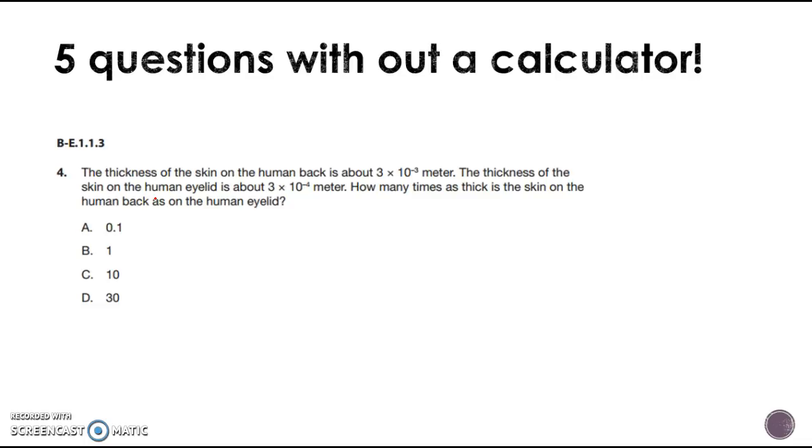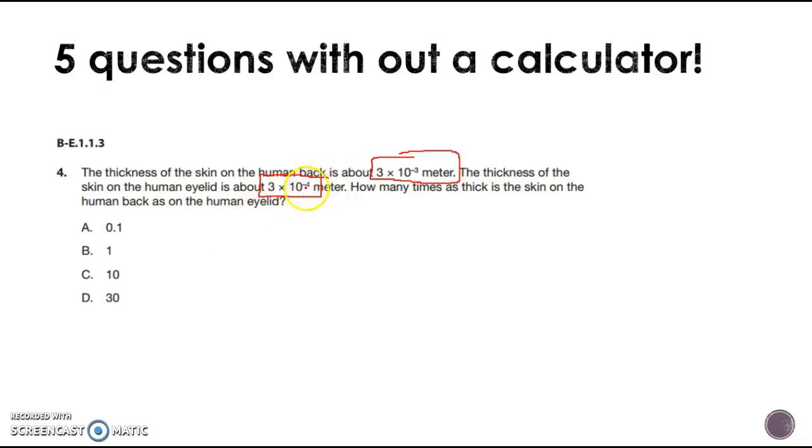All right, let's take a look at this one. The thickness of the skin on a human back is about 3 times 10 to the negative 3 meters. All right, we know that's going to be an important thing to know, so right now I'm just going to box that in. The thickness of the skin on a human eyelid is about 3 times 10 to the negative 4th meters. Notice these are very similar numbers. They're just different by the exponents. How many times as thick is the skin on the human back as on the human eyelid?